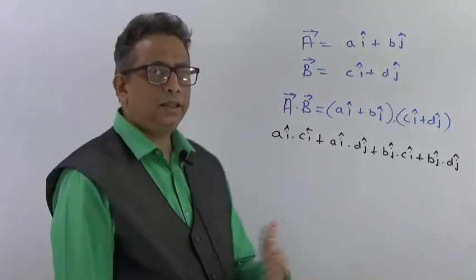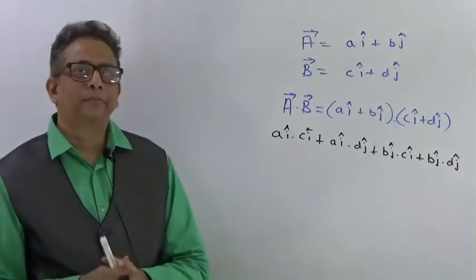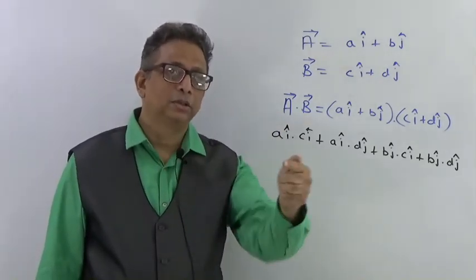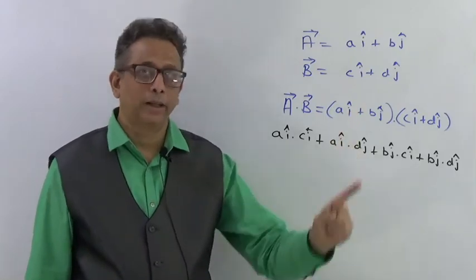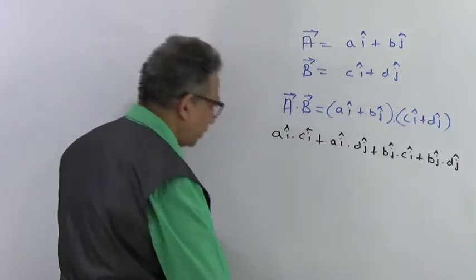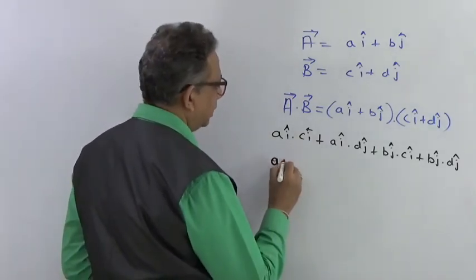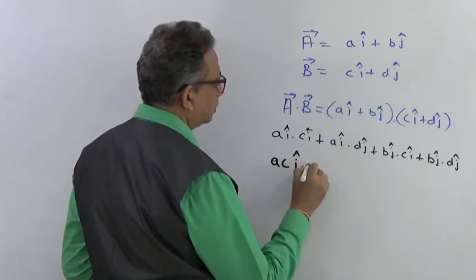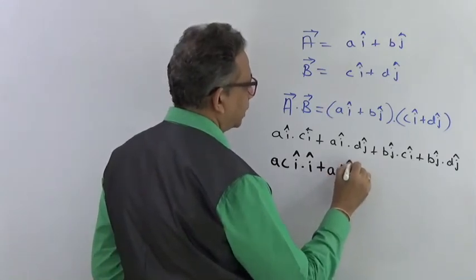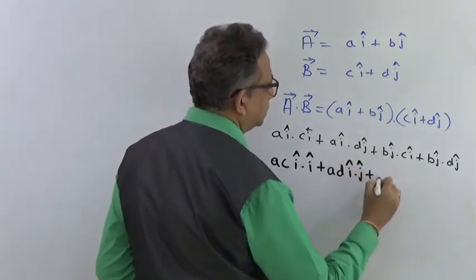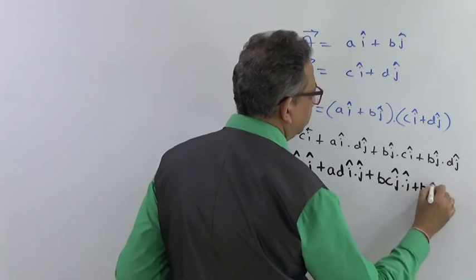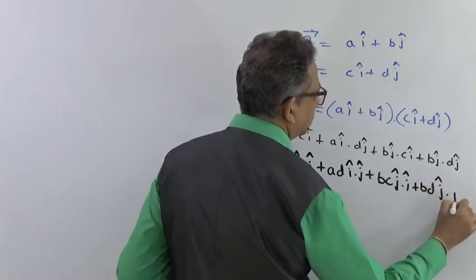Now we had seen just in the last session that if two vectors are parallel, that is I cap into I cap, what was the answer? Just see your notes. I cap into I cap was equal to 1. So whenever we have I cap into I cap, I will just rewrite this in a more clear manner. So this can be written as AC I cap dot I cap plus AD I cap dot j cap plus BC j cap dot I cap plus BD j cap dot j cap, right?